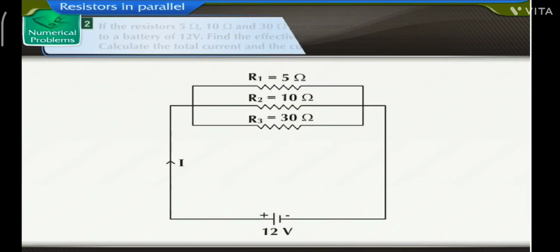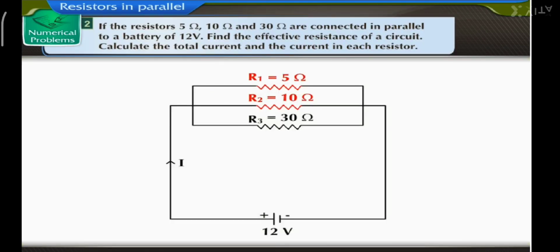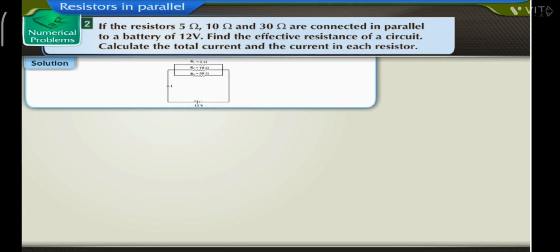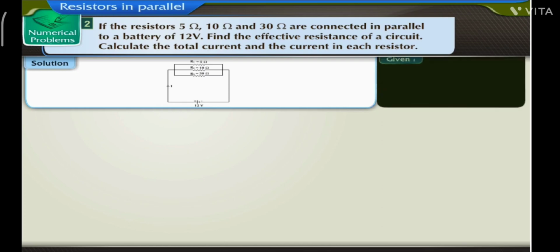2. If the resistors 5 ohm, 10 ohm and 30 ohm are connected in parallel to a battery of 12 volt, find the effective resistance of a circuit. Calculate the total current and the current in each resistor. Solution. Let us first write the given data. R1 is equal to 5 ohm, R2 is equal to 10 ohm and R3 is equal to 30 ohm and V is equal to 12 volt.